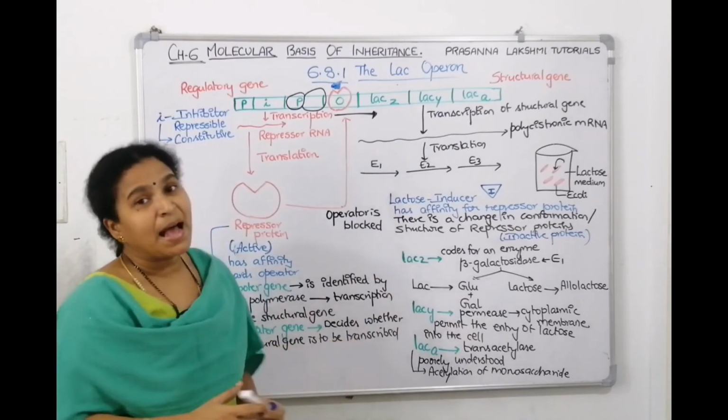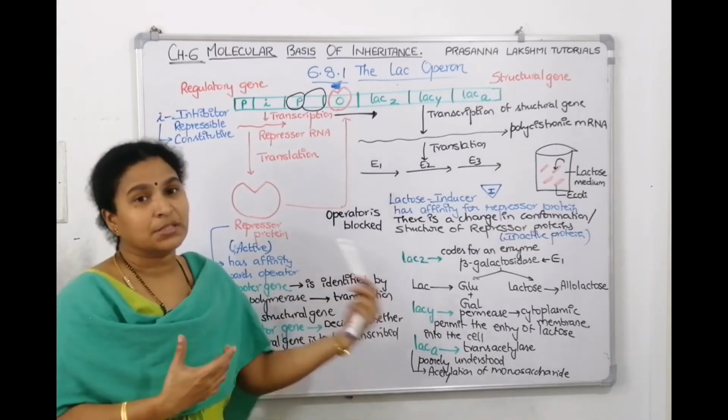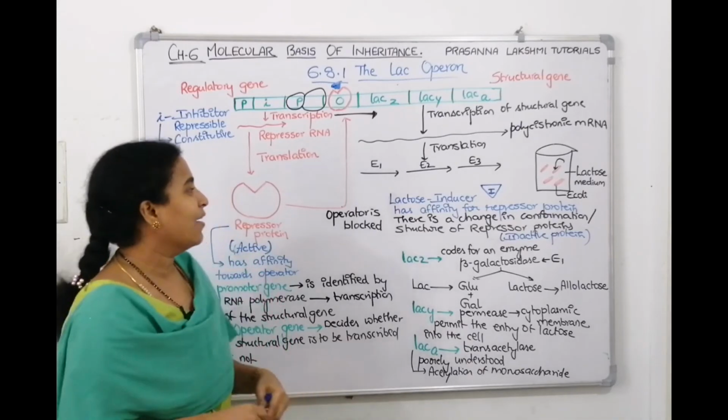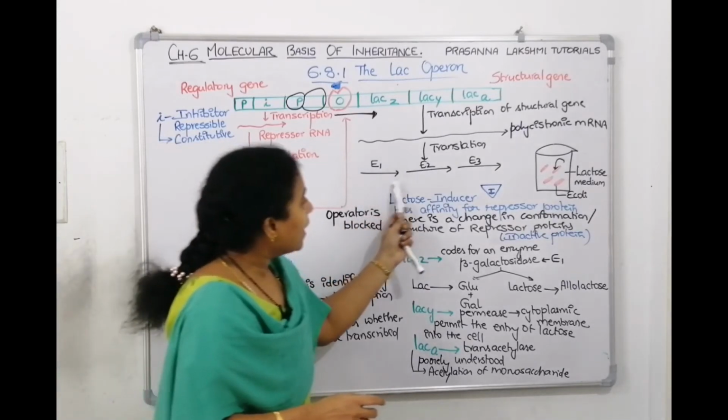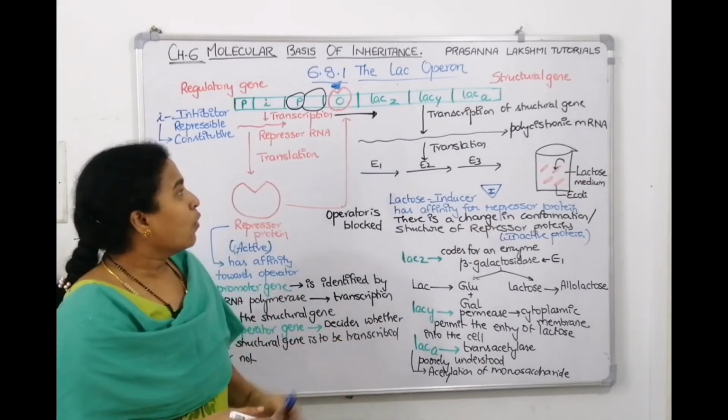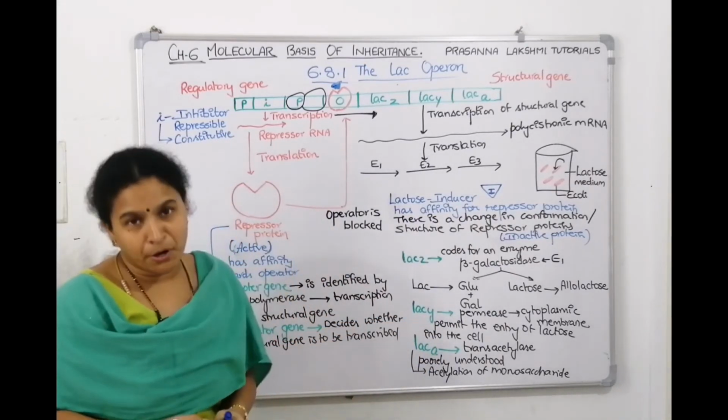So in this manner, see how complex the process is. That's why we told regulation is not a simple term. It's a broad way of explaining it. So then the enzymes are made. The enzyme will break the lactose. Then you will get energy. This concept is called the operon concept.